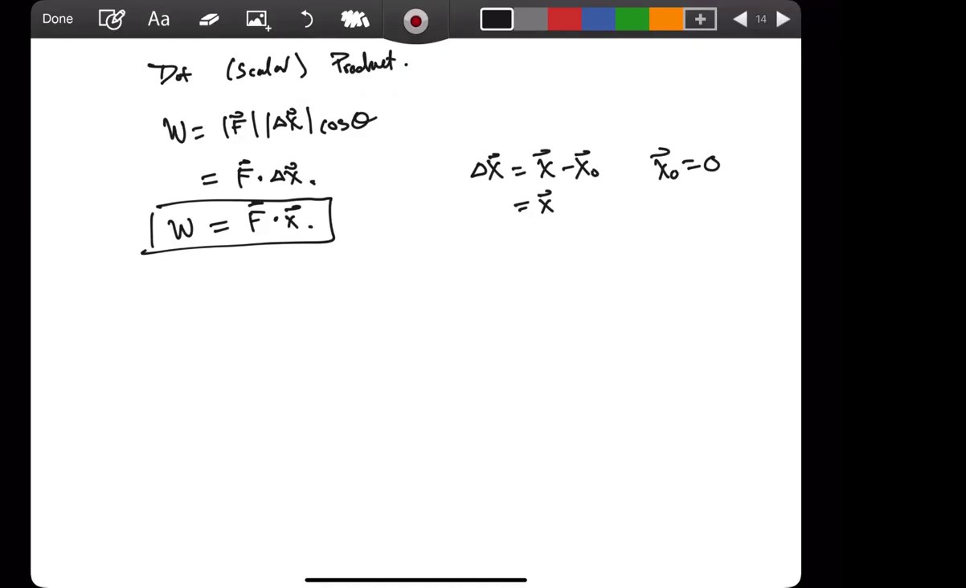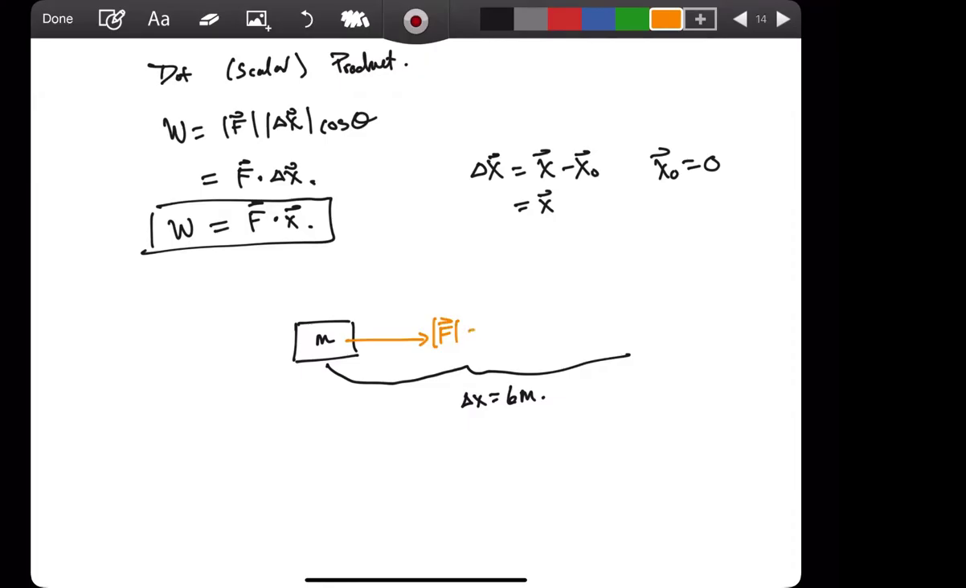Let's say that a worker pushes a sled with a force of 40 newtons. Okay, so here's my sled. My sled is going to have some mass to it, right? We're going to start off here and push this guy some distance, delta x, which is equal to 6 meters. In this case, he's going to push parallel to the ground. So the force he's applying is in this direction. This is F, where the magnitude of F is simply 40 newtons.